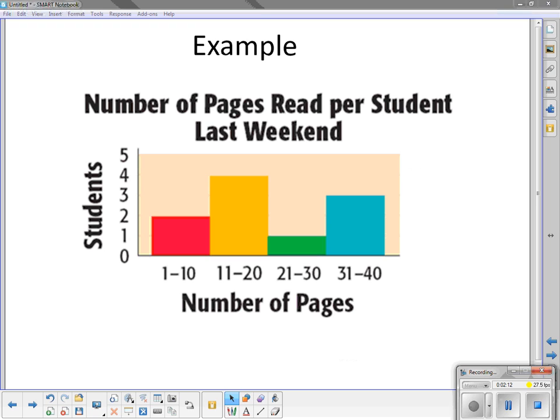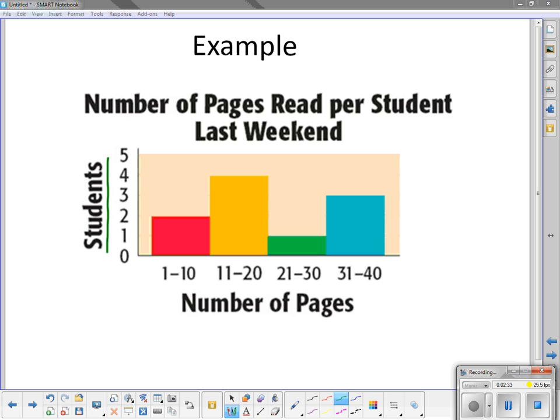Let's check out this example. This histogram is talking about the number of pages read per student last weekend. You notice on the left side, it's talking about the number of students. So this is 0 students, 1 student, 2 students, 3 students, 4 students, 5 students. Across the bottom are number of pages.